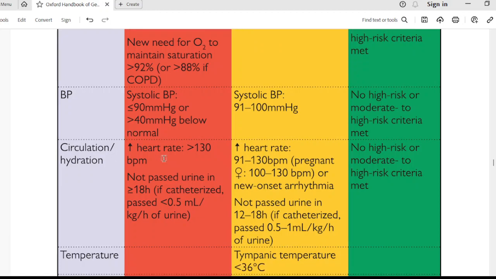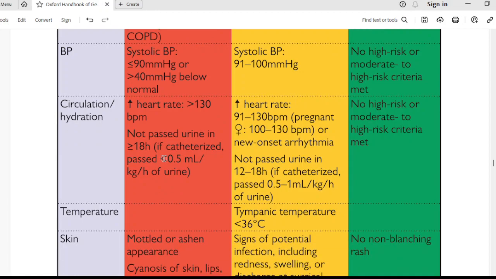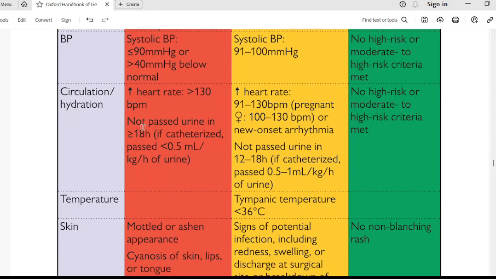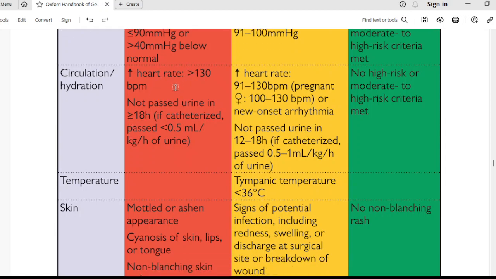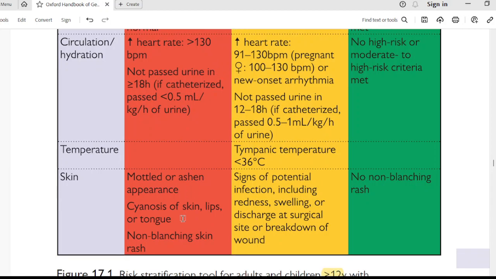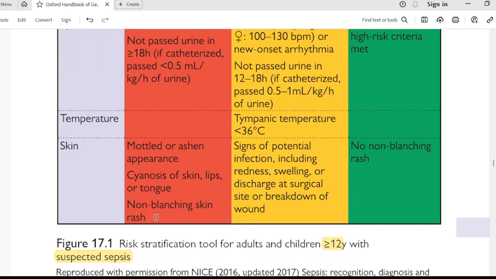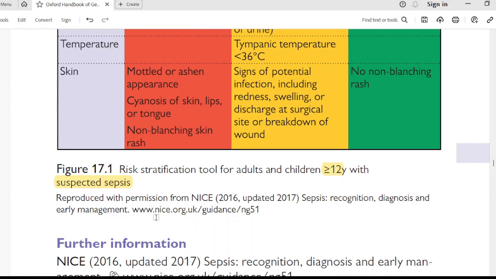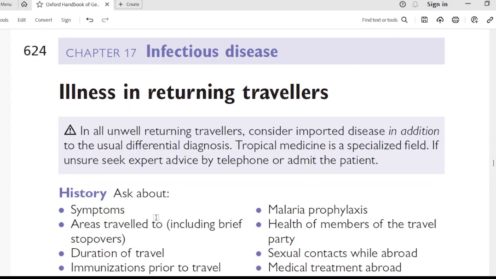Circulation or hydration: increase in heart rate more than 130 beats, not passed urine for more than 18 hours if catheterized, passed less than 0.5 ml of urine per kg per hour. So for a 60 kg male, it will be 30 ml per hour of urine. And not passed urine, if not catheterized, for more than 18 hours. Heart rate more than 130. Temperature, skin: mottled or ashen appearance, cyanosis of the skin, lips or tongue, non-blanching skin rash. This is for anyone above 12 years of age with suspected sepsis.